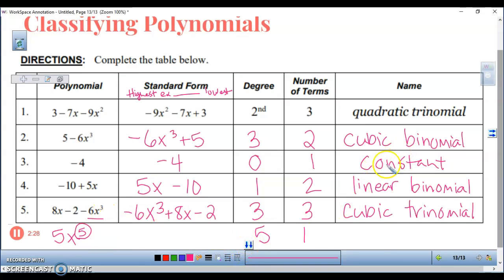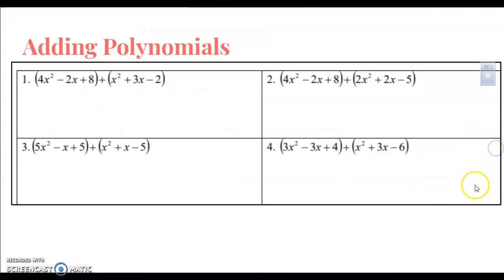Okay, so you just need to know constant, linear, quadratic, which would be anything squared, and then cubic, anything to the third power. So just adding some to the classifying. Most of you did very well on adding polynomials, but I just wanted to review it.